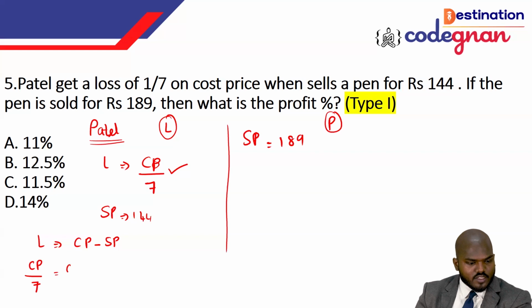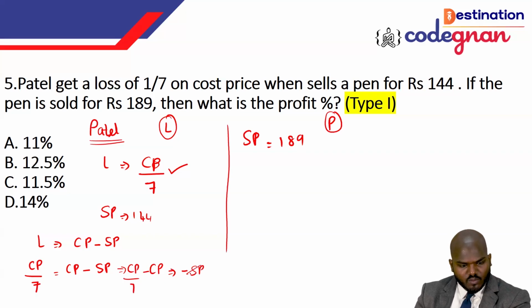Okay, so here there is cost price minus SP over there. If you keep the SP there, it will go this side. So it will be CP by 7 minus CP, and it will remain as minus SP over here. SP is equal to what? You can directly call it 144.